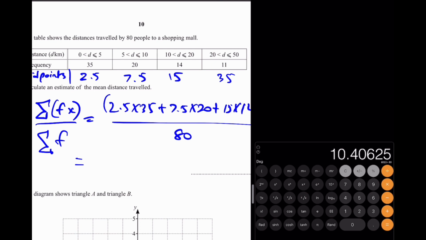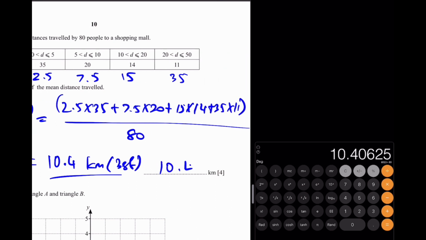We get 10.4 kilometers, and we can write this to three significant figures. You can write down the full value if you want. I was just writing 10.4. That's our answer. Let's go over to question 15.